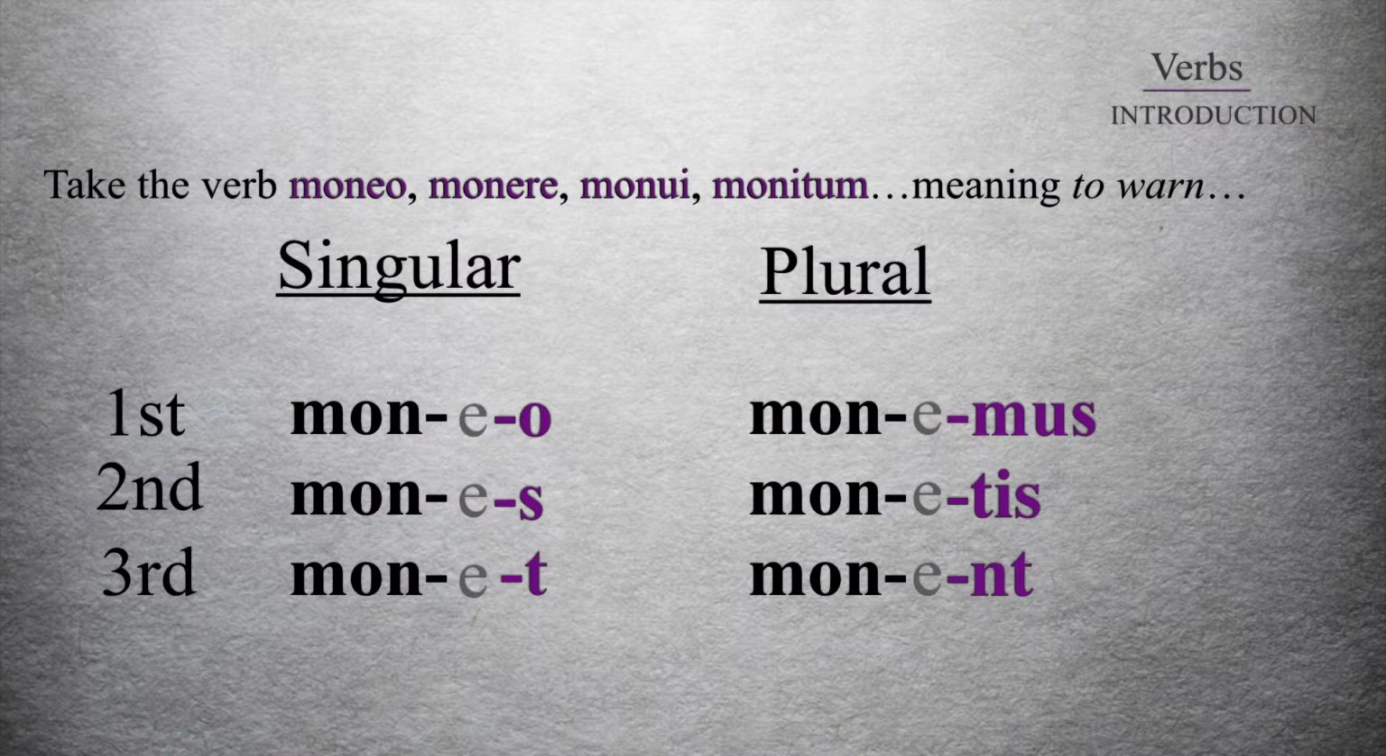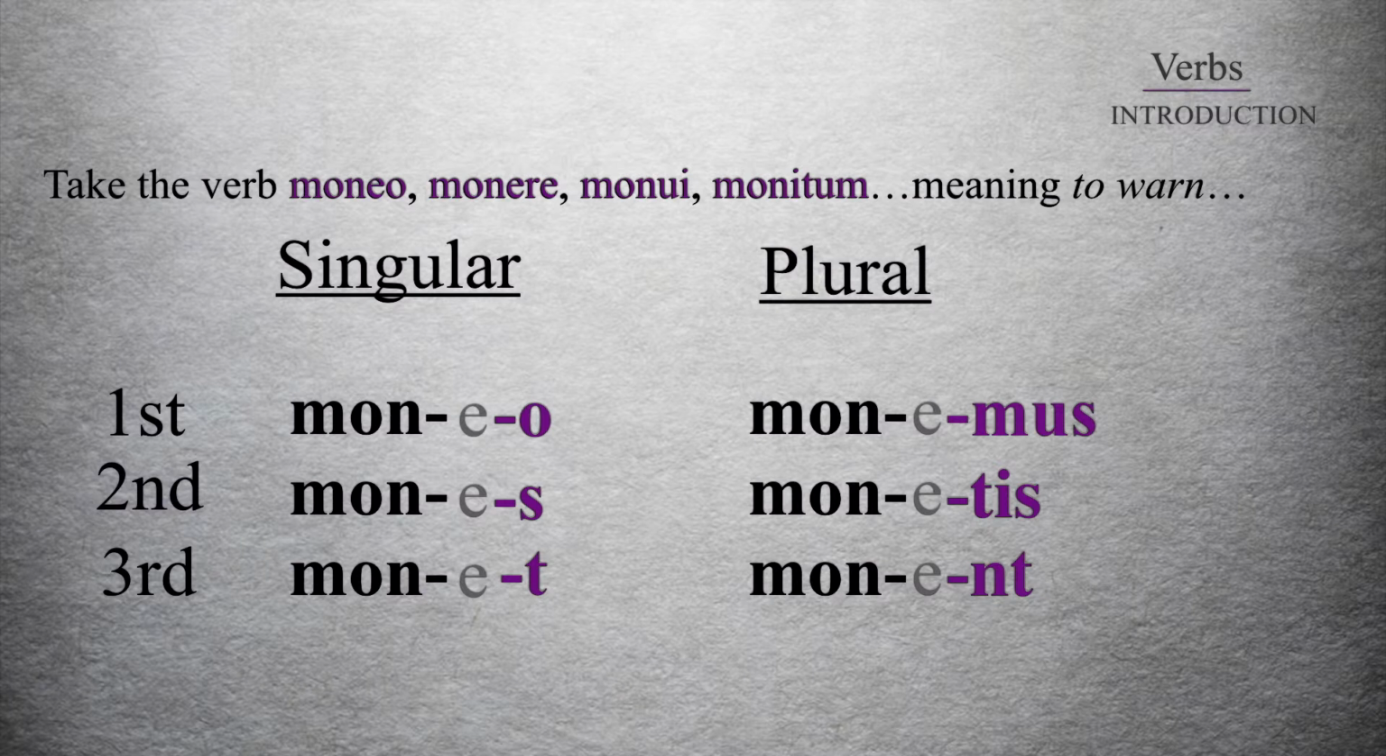So now let's try our hand at a second conjugation verb, moneo, monere, monui, monitum, meaning to warn. Here, the endings are moneo, mones, monet, monemus, monetis, monent. I warn, you warn, he, she, it warns, we warn, you all warn, they warn.